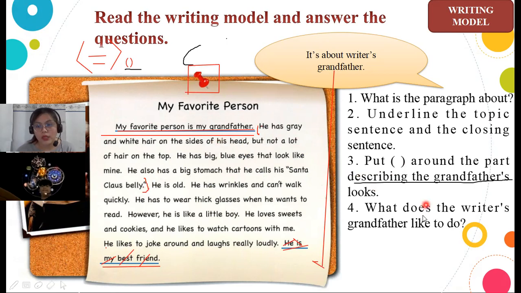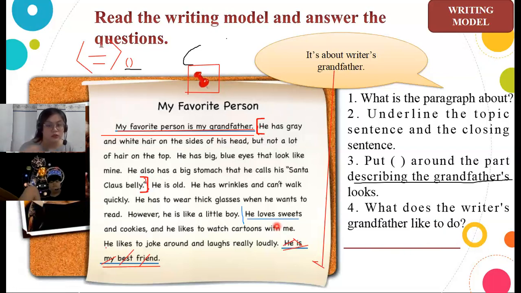Now, what does the writer's grandfather like to do? So what are the things that he likes to do? He loves sweets and cookies, and he likes to watch cartoons with me. Okay, what else? He likes to talk around and laugh really loudly. Now you put an underline on those words, the things that he likes to do. Underline, like this one. Very good. Okay, good job, Tien. Very good.